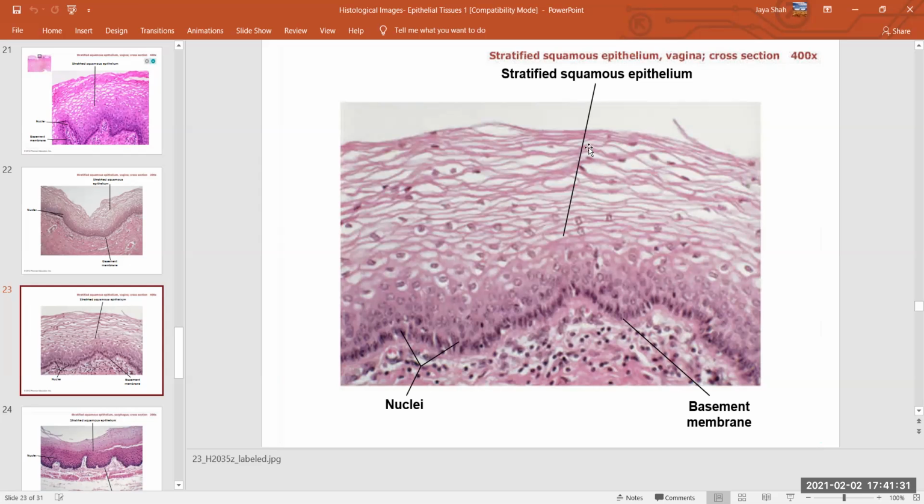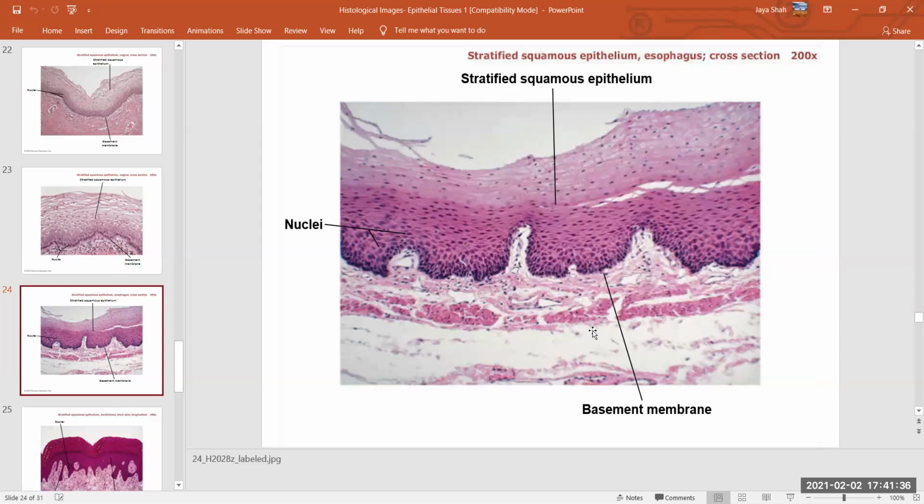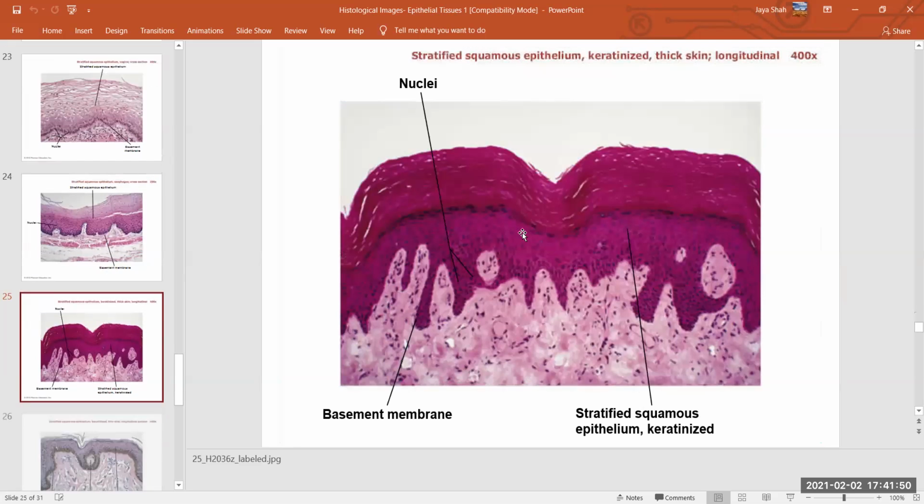Same thing here, highly magnified. This is from the esophagus, same. You have basement membrane and several layers of cells and then squamous. And some of the epithelium is coming off. You see flaky. That is the characteristic of stratified squamous, non-keratinized.